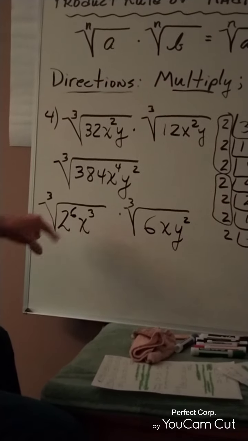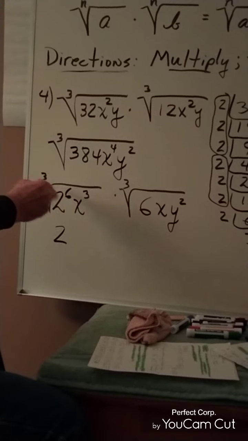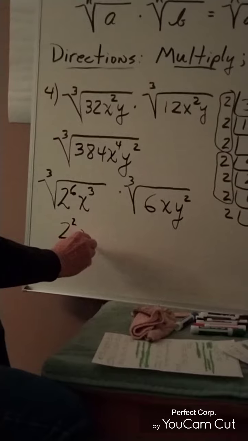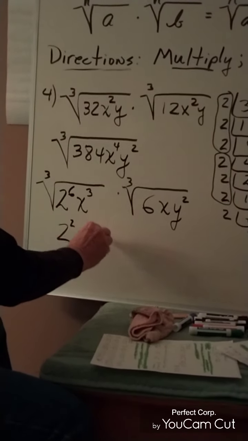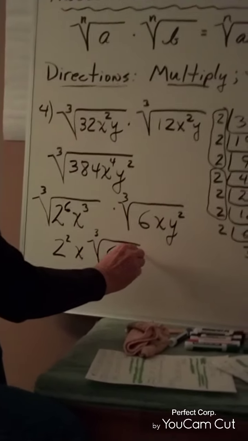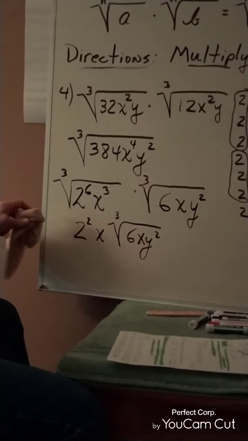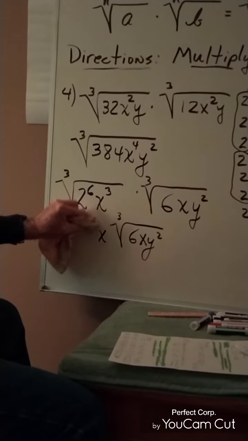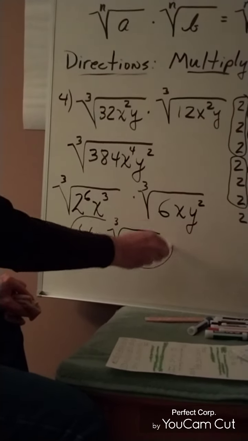And now let's pull this out. Bring down that base of 2. Divide 6 by 3, which will be 2. Bring down the x. 3 divided by 3 is 1, so just x. Multiplied by the cubed root of 6xy squared. And now we'll just change that 2 to the 2nd to a 4. And I'm going to do that right here, folks, because I'm right down here at the bottom. That 2 to the 2nd will become a 4. And there it is. That would generate that answer.